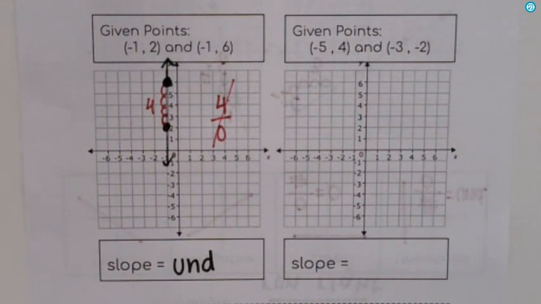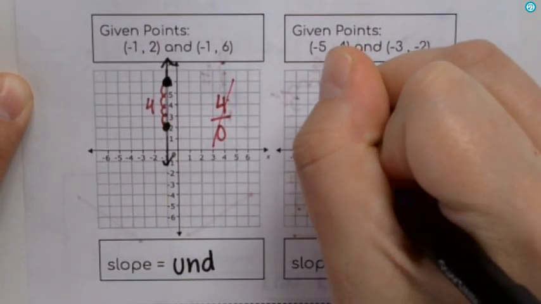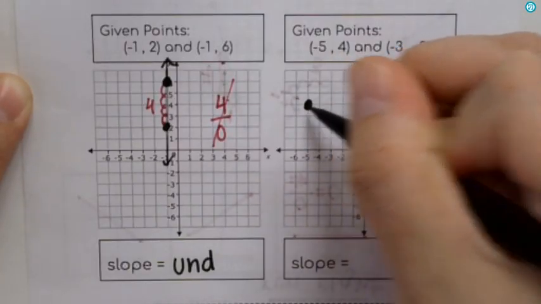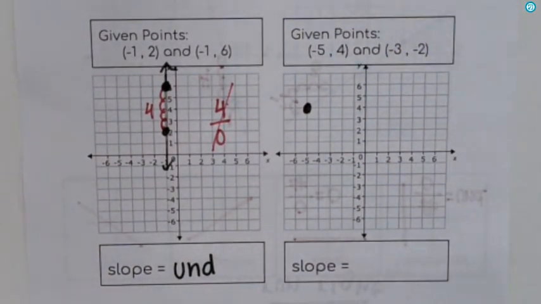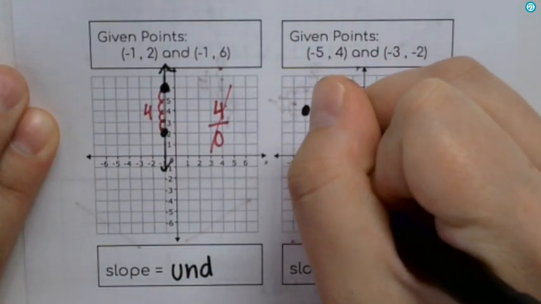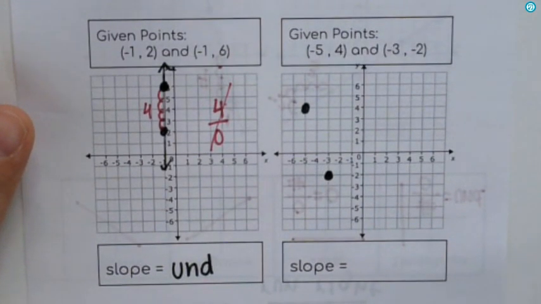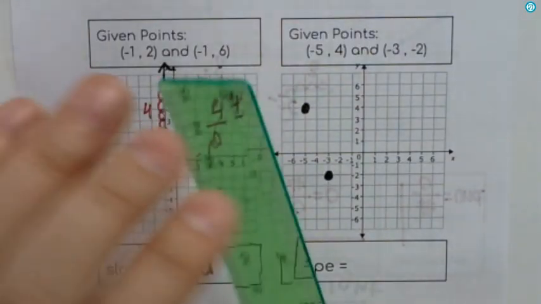Hey, very last one. We've got -5, 4. So that tells me I need to go left 5. So 1, 2, 3, 4, 5. I guess they're numbered. And then up 4. Put a dot there. And then -3, -2. So left 3, down 2. And then I can connect these.